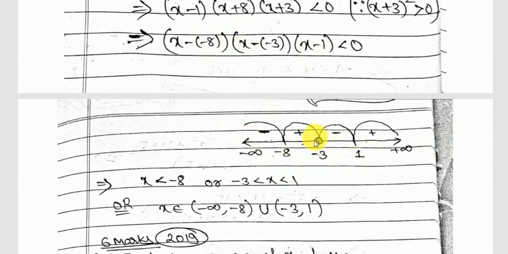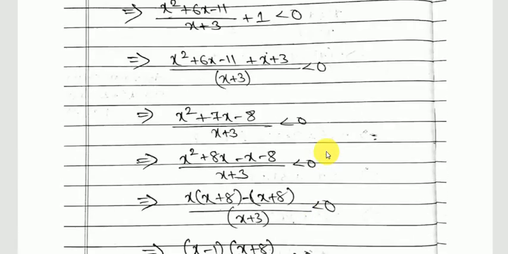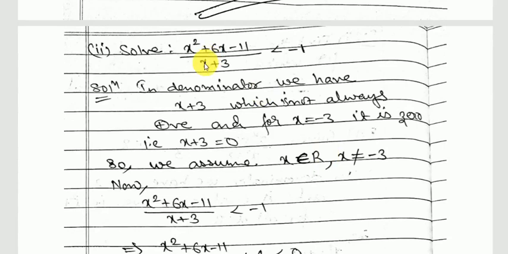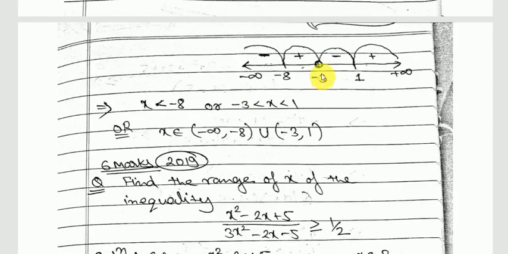This -3 you can see over here, I have not darkened it completely. You can see that the white portion is in the middle, because this -3 is excluded. We cannot consider -3, because for -3 your denominator is getting 0. That's why when I have put this -3 here, the white portion is there in the middle.